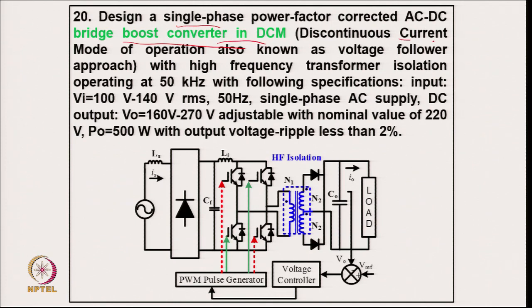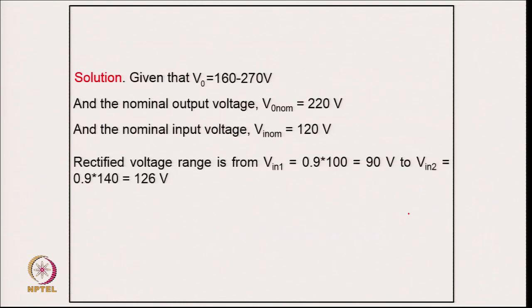Another example: design a single phase power factor corrected bridge boost converter in discontinuous mode of operation, also known as voltage follower, with high frequency transformer isolation at 50 kilohertz with the specification of input voltage of 100 volt to 140 volt, 50 hertz single phase AC supply, and DC output voltage equal to 160 to 270 with adjustable voltage of 220 volt at 500 watt with output ripple less than 2%. This is the bridge boost because the inductor operates as a boost converter.